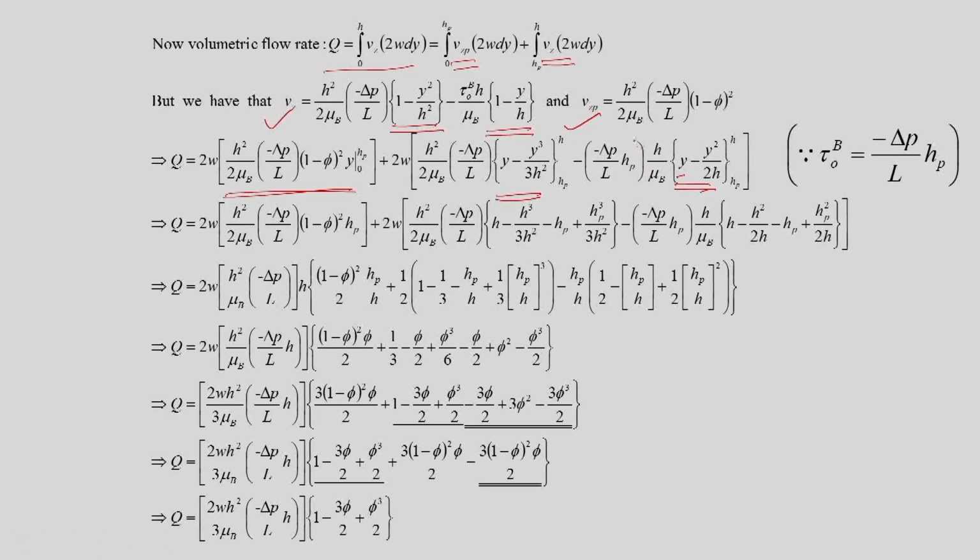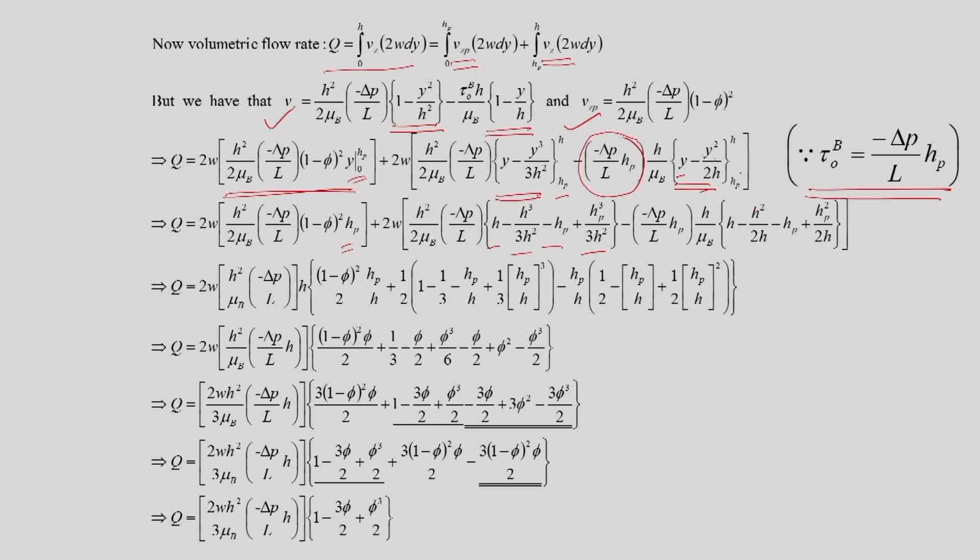And then further in this step, here again tau naught b we have substituted as minus delta p by L h p. Now, what we do? We substitute the limits. So, first here y 0 to h p. So, we have the h p. Here in the second term, first h we have to substitute. So, h minus h cube by 3 h square. Next h p we have to substitute. So, minus h p plus h p cube by 3 h square.